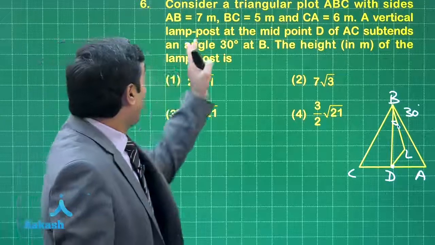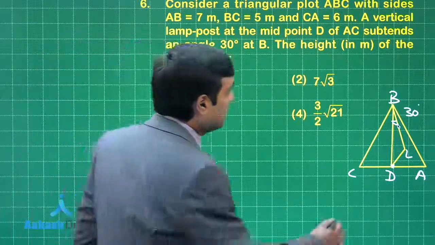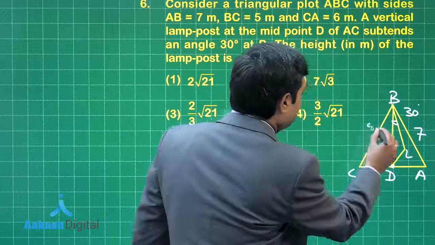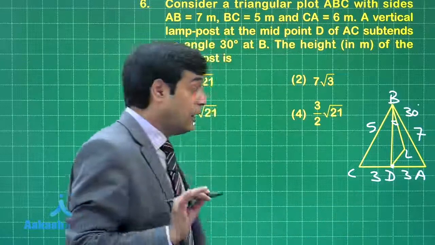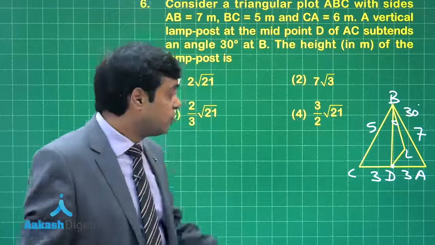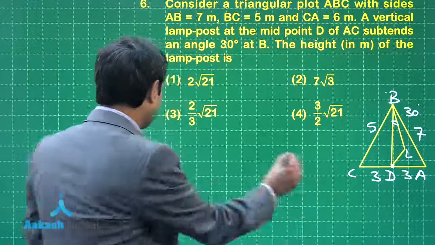Now also mentioned AB, BC, CA the lengths. Let's mention these things as well. This is 7, this is 5, the total length is 6. So we can write here 3 and 3. We can apply Apollonius theorem to get the length of median BD. This is clear. So let's start this question.